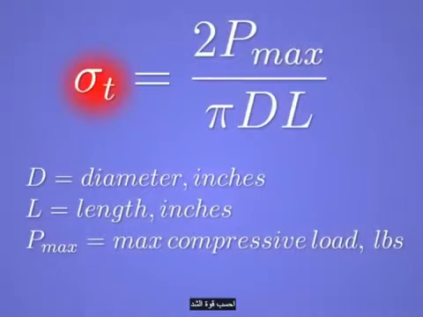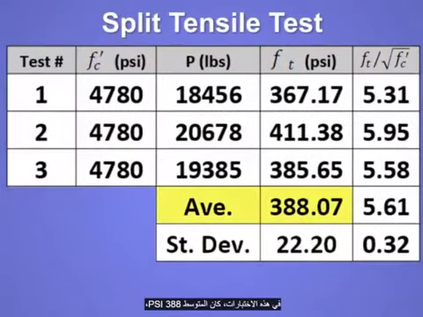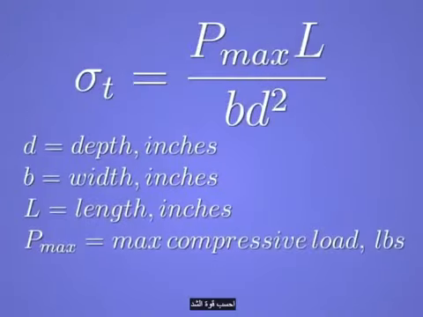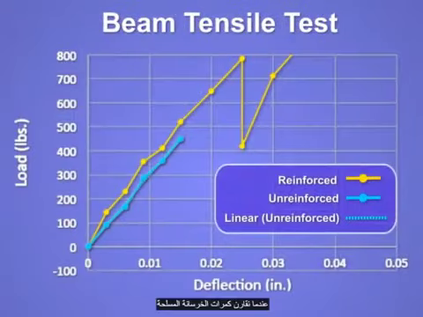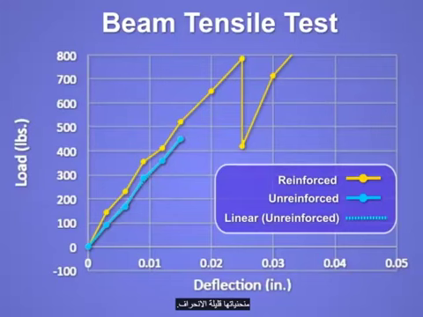Calculate the tensile strength for the maximum compressive load reached during the split tensile test. For these tests, the average was 388 psi with a standard deviation of 22.2 psi. Calculate the tensile strength for the maximum compressive load reached during the beam tensile test. For these tests, the average was 522.9 psi. We can compare the unreinforced and reinforced concrete beams by looking at their load deflection curves.